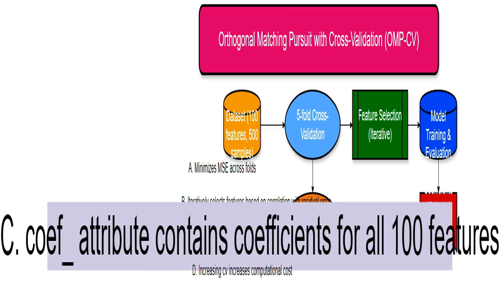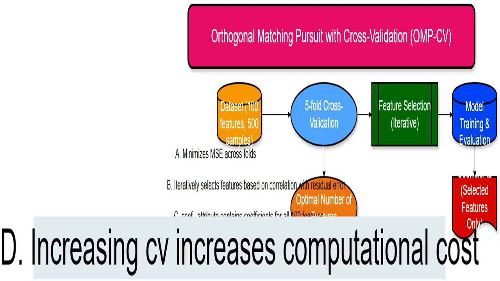This is incorrect. The coef_ attribute only shows the coefficients for the selected features. Unselected features are implicitly assigned 0 coefficients. They are not explicitly stored. Increasing the number of folds, CV, means more rounds of training and testing, and thus, significantly, more computation.